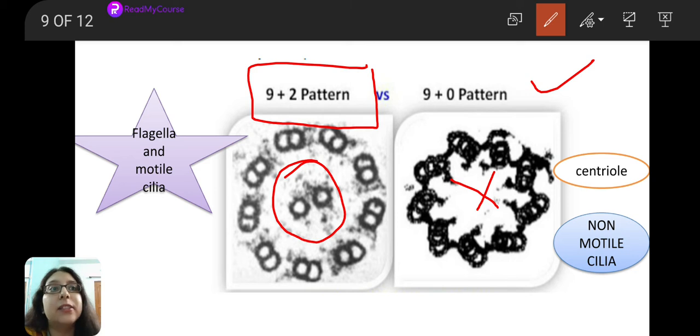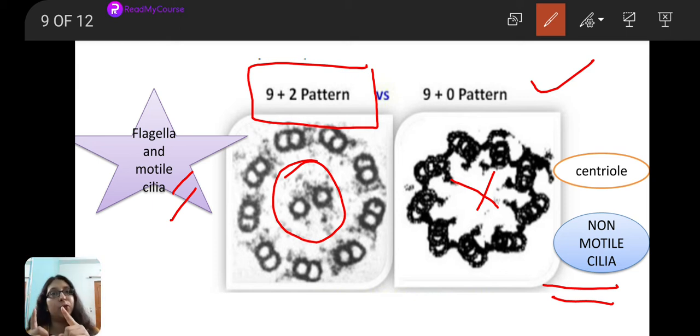Also, it is absent in the case of non-motile cilia. It is present only in motile cilia, and in flagella. In the case of non-motile cilia, we again have a 9+0 arrangement. So 9+0 arrangement in centrioles and non-motile cilia, 9+2 arrangement in all types of flagella and in motile cilia.